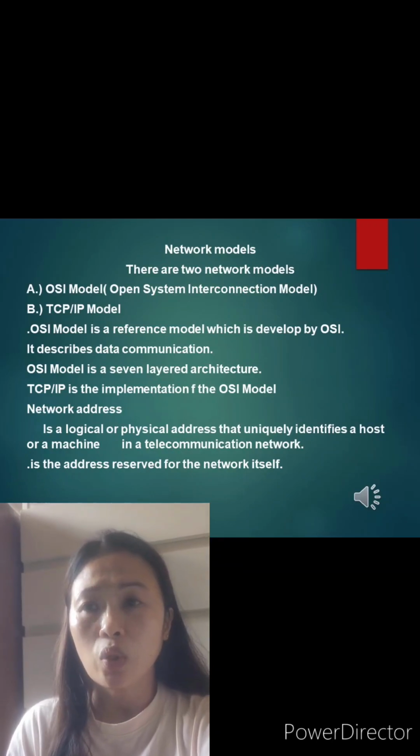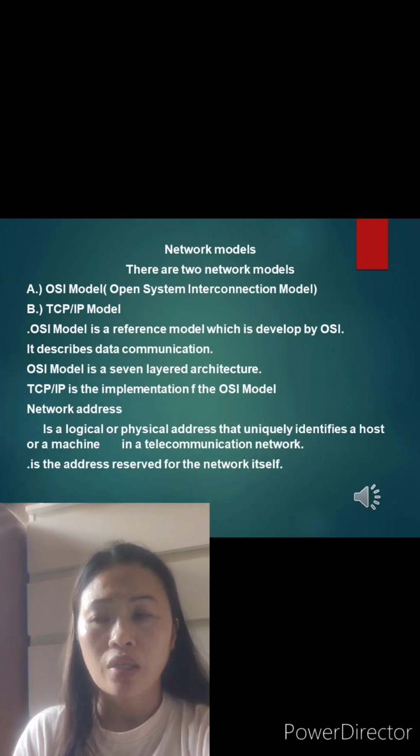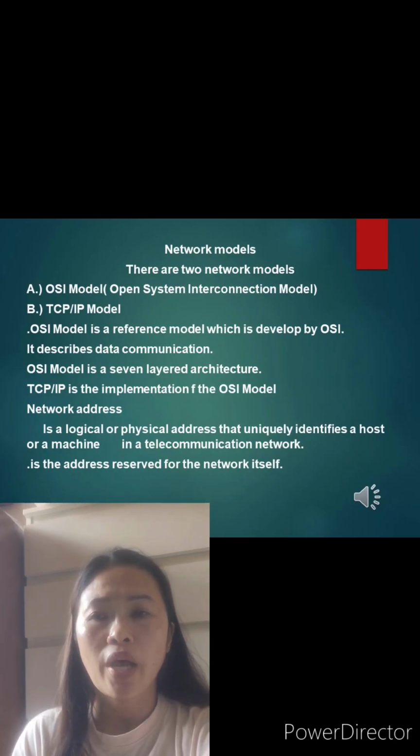The next one is the network models. There are two network models. The first one is the OSI model, the Open System Interconnection model. The next one is the TCP/IP model. The OSI model is the reference model which is developed by OSI. It describes data communication. The OSI model is a seven-layered architecture. TCP/IP is the implementation of the OSI model.